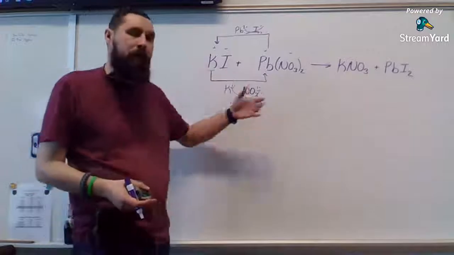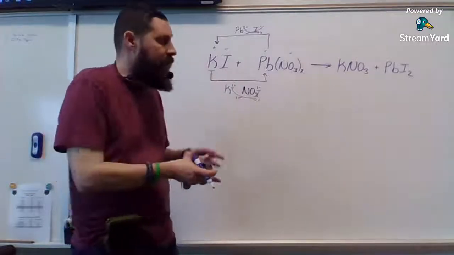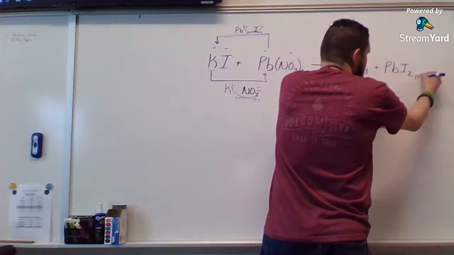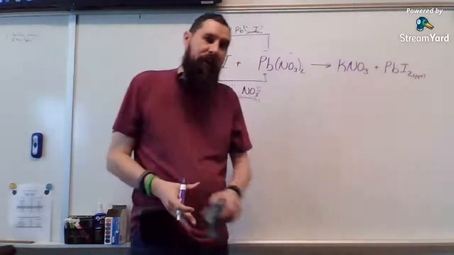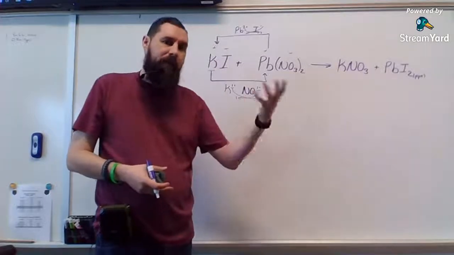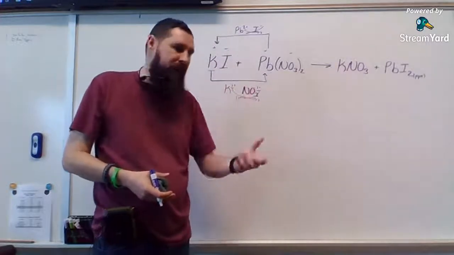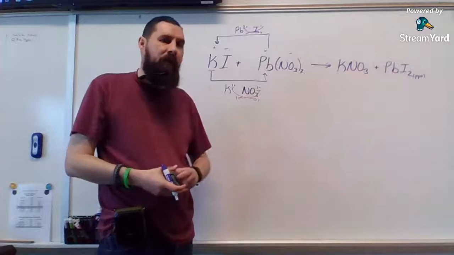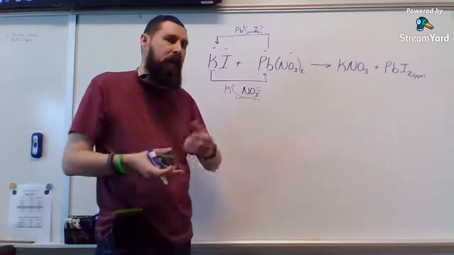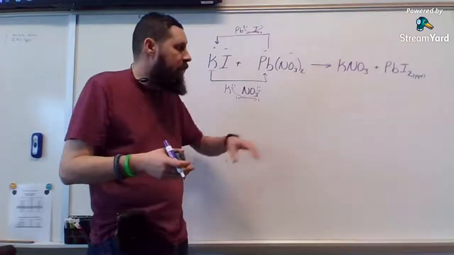So this is double displacement. And in this, what we'd find is PbI2, this is our precipitate. It would fall out of solution, hence we call it precipitate. It's like rain, precipitation. We would see that solid form and eventually it would settle at the bottom of the test tube or the beaker or whatever reaction vessel we're using.